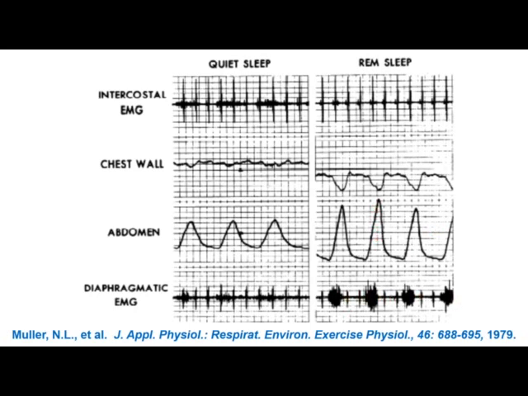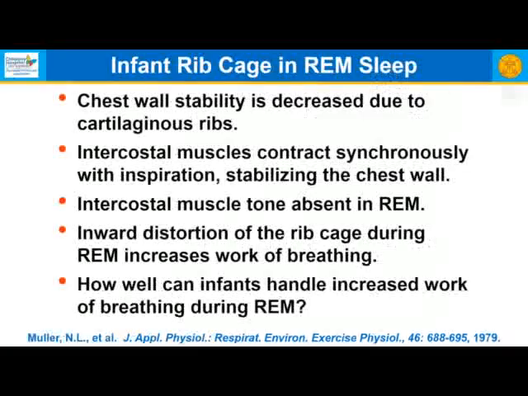So REM sleep is associated with increased work of breathing. And it's because largely of basically a highly compliant or kind of floppy rib cage that distorts inward because there is no synchronous intercostal muscle contraction.